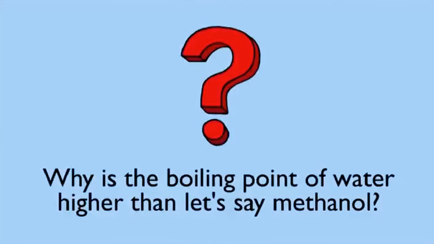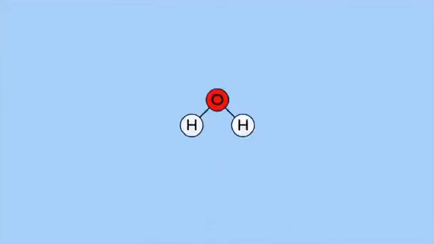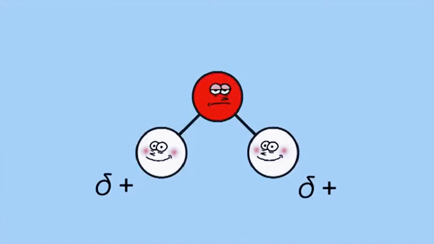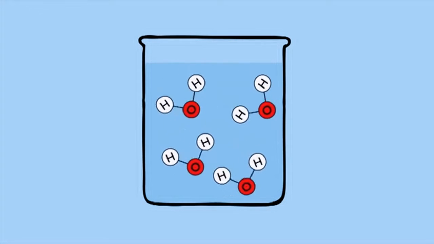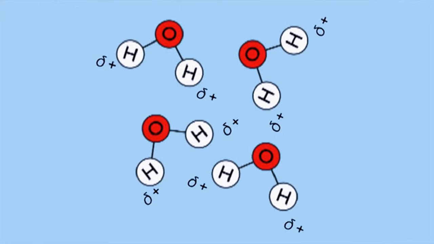But have you ever wondered why the boiling point of water is higher than, for example, methanol? Well, you might know from this video that water is a polar molecule with slightly positively charged hydrogens and slightly negative oxygens. Imagine a bunch of water molecules in a beaker. They are in liquid form, so can move around each other, but the delta positive hydrogens from one molecule are weakly attracted to the delta negative oxygen of another.